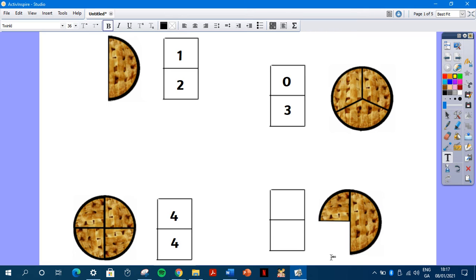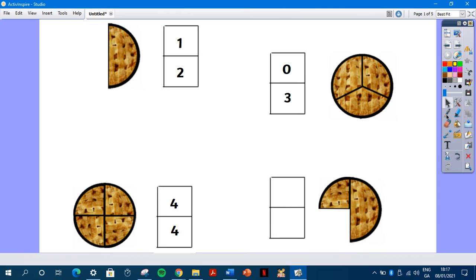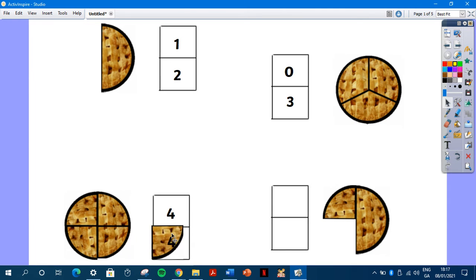Okay, so this pie has 1, 2 pieces. But now, are those pieces equal? Do those pieces seem equal? No, they don't. So we can't use a fraction when the pieces aren't equal. So what we might do is drag over a piece from over here and make it all equal.